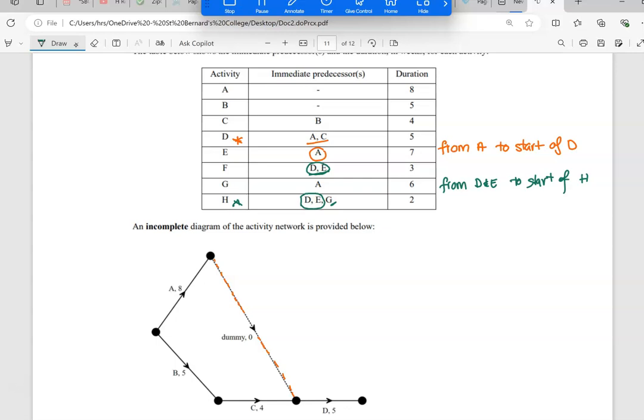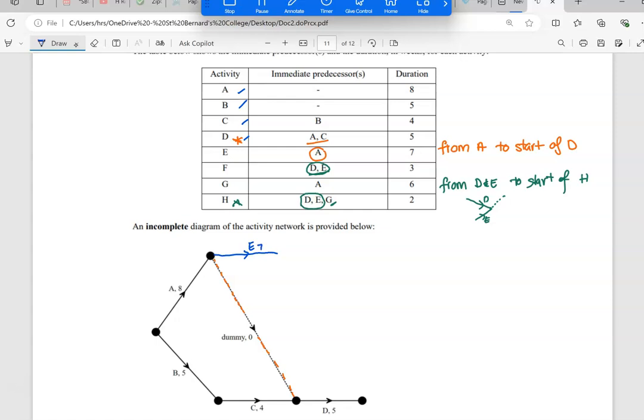So when you see from D and E, it means D and E must join together. D and E must come in together, because then this dummy is going to come out of that. So off we go and finish drawing this network. They've done this one, this one, and that. They're up to activity E. So E comes straight out of A. So we've got E. Now remember I said don't end them until you finish.